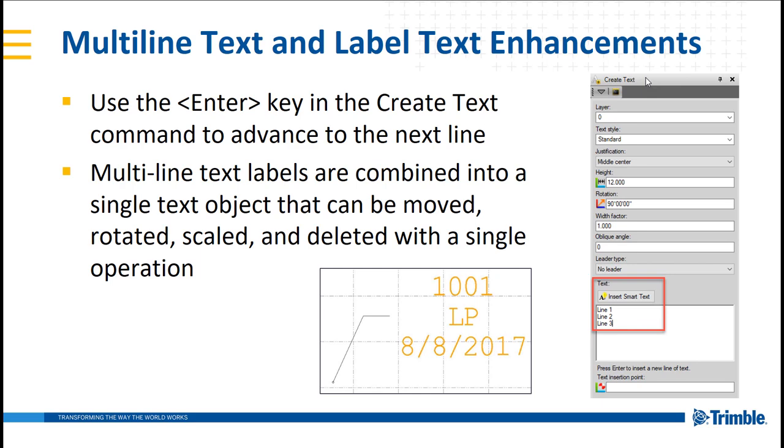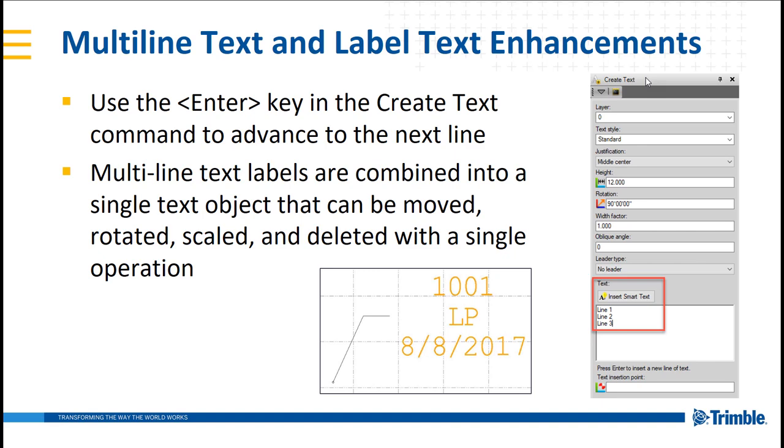A couple of text enhancements. We can now use the enter key in the create text command to advance to the next line. They're shown in the red rectangle box. And then multi-line text labels are combined into a single text object entity that can then be moved, rotated, scaled, and deleted with a single operation.